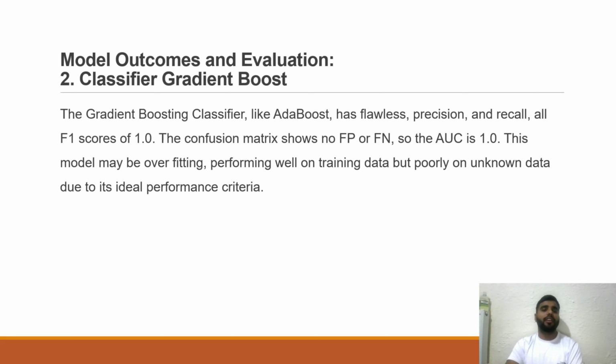The second one is the gradient boost classifier. The gradient boost classifier is mostly similar to AdaBoost because it has flawless precision and recall, and all F1 scores are similar to the AdaBoost classifier, that is 1.0. It also has not shown any false positives or false negatives, and this means that this model is also working perfectly.